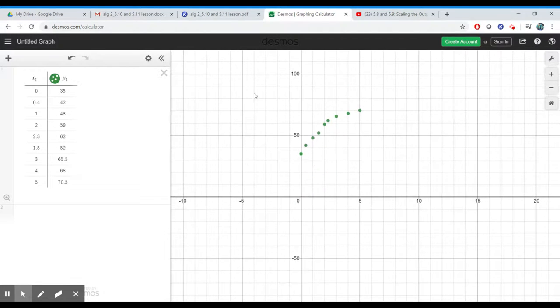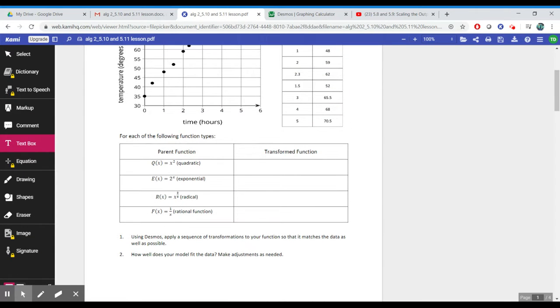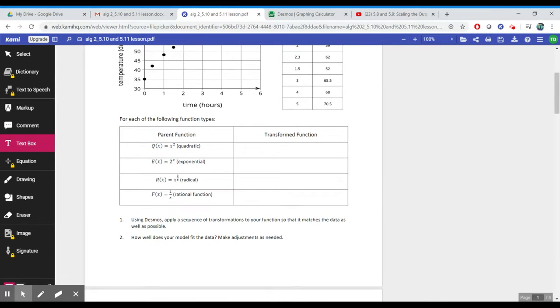Now that we have our table entered, let's go back to the lesson document and see what exactly we have to do with this. It tells us, for each of the following function types, and those are quadratic, exponential, radical, and rational function, it wants us to use Desmos to apply a sequence of transformations to our function so that it matches the data as well as possible.